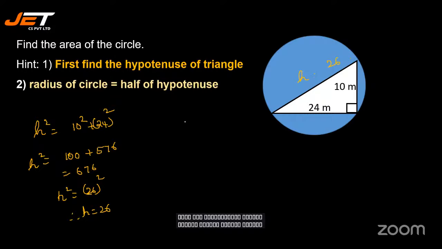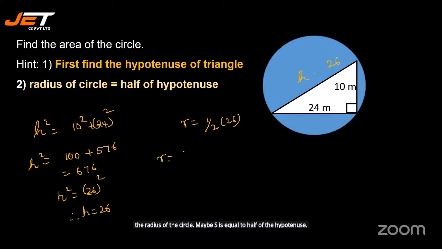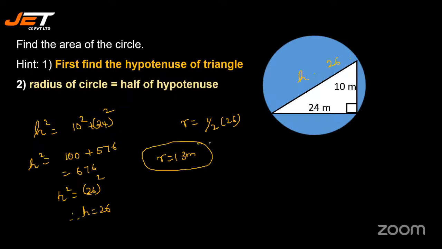What is the radius of the circle? Radius is equal to half of the hypotenuse. So it is 13 meter. Clear? Okay. All right. So hope you all have got the correct answer.